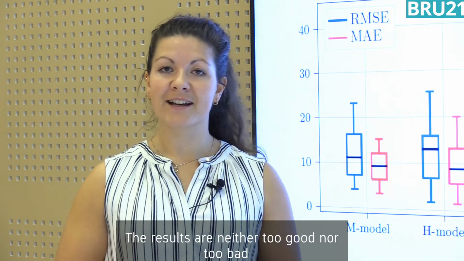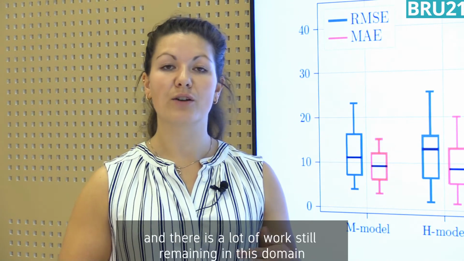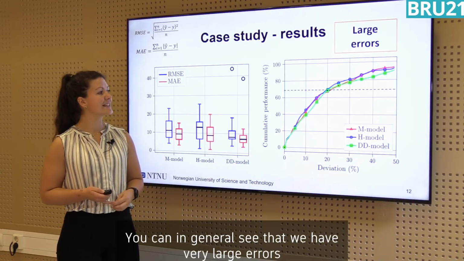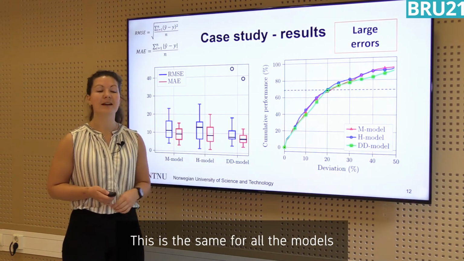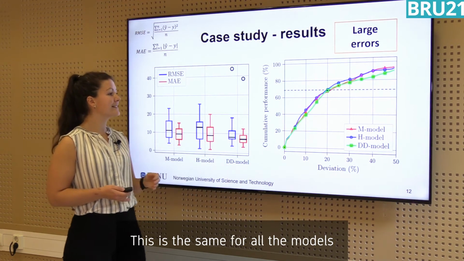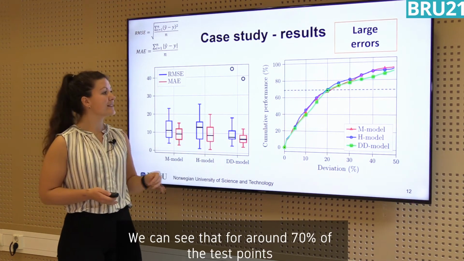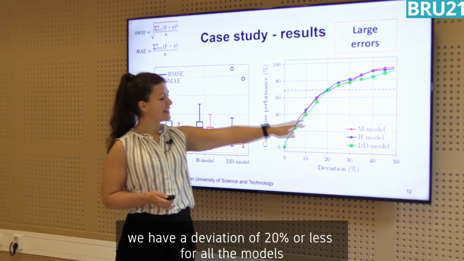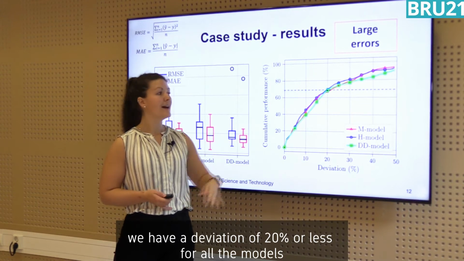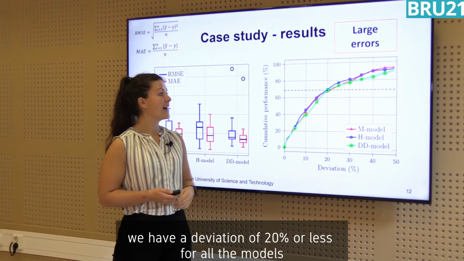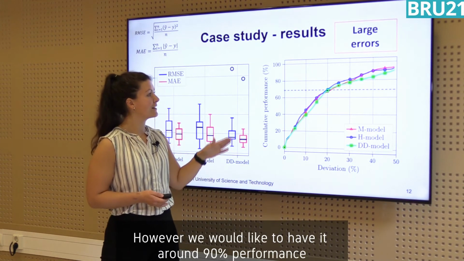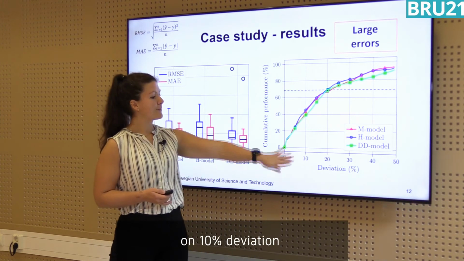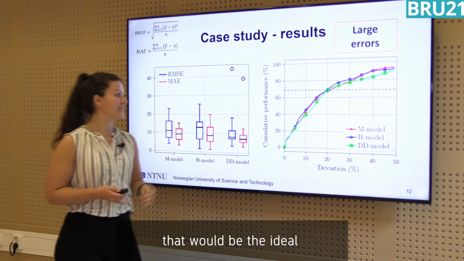So the results are neither too good nor too bad, and there's a lot of work still remaining in this domain. You can in general see that we have very large errors, but this is the same for all the models. So you can see that for around 70% of the test points we have a deviation of 20% or less for all the models. However, we would like to have around 90% performance on 10% deviation. That would be the ideal.